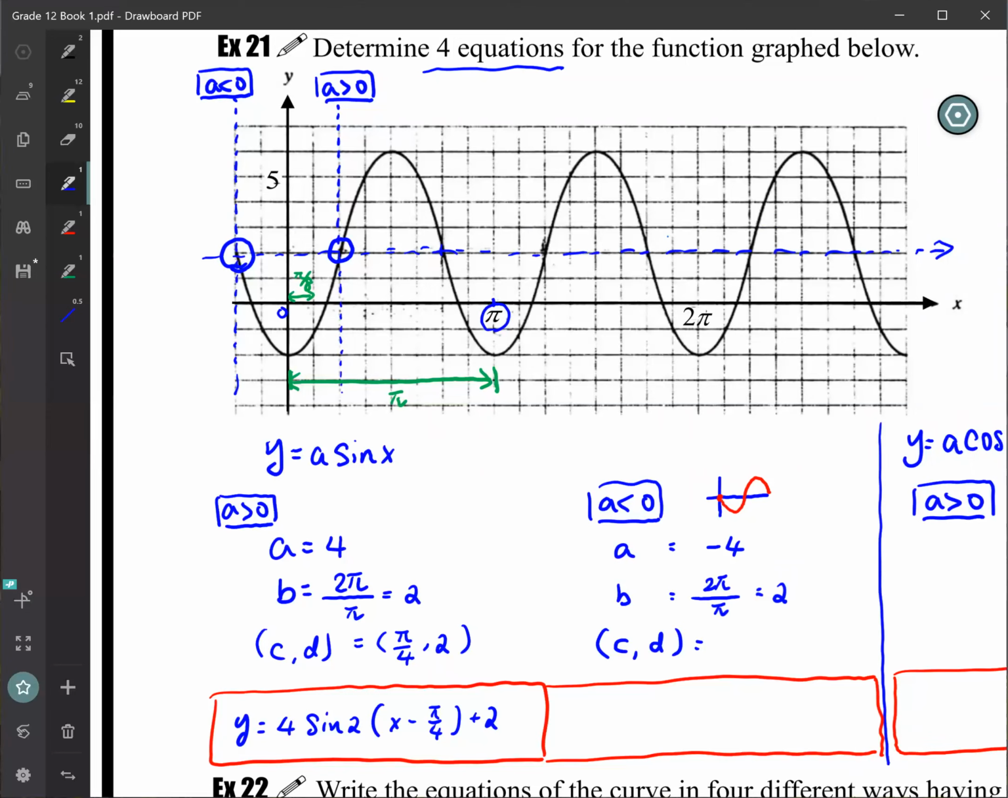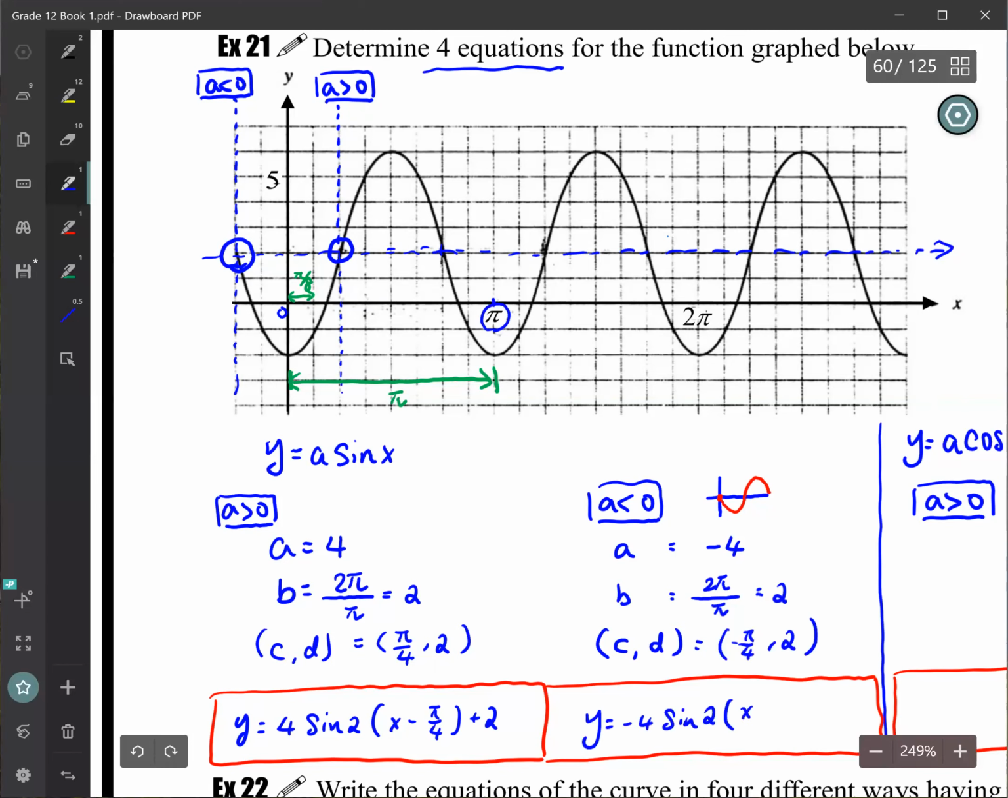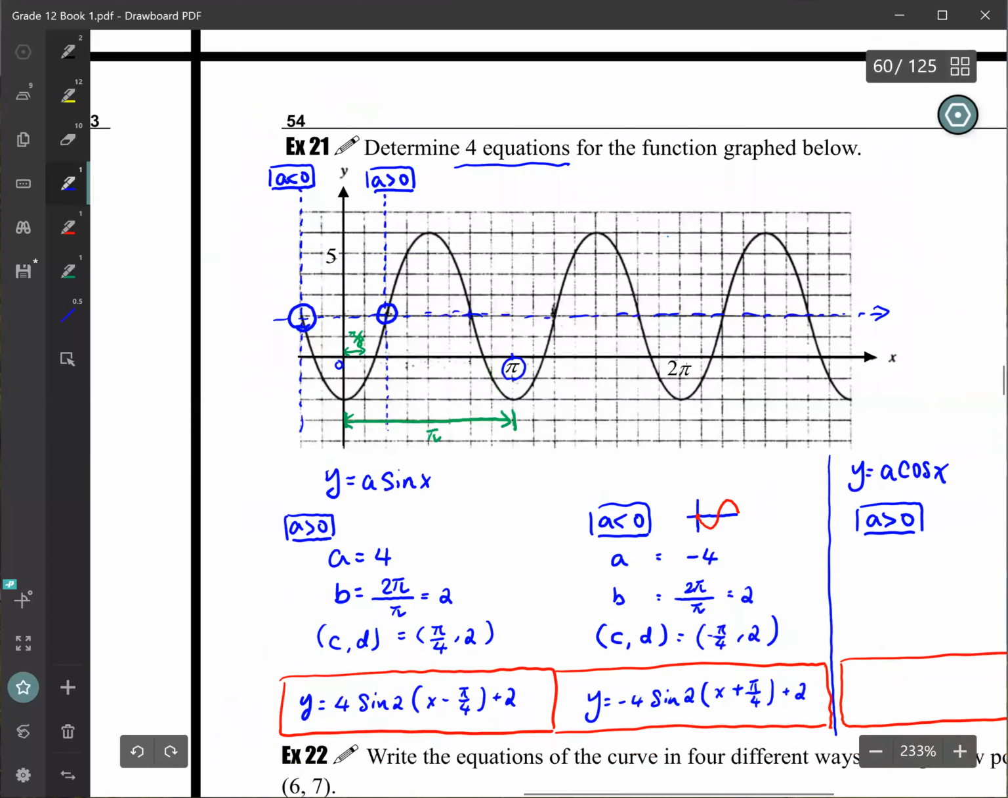Okay, next one, the CD. Trudy, what's the CD for second graph? Negative pi over 4 and 2. Yeah, very good. Okay, so the C also changed. So the equation will be -4 sine 2x plus. Okay, so this time we'll be using plus 2.